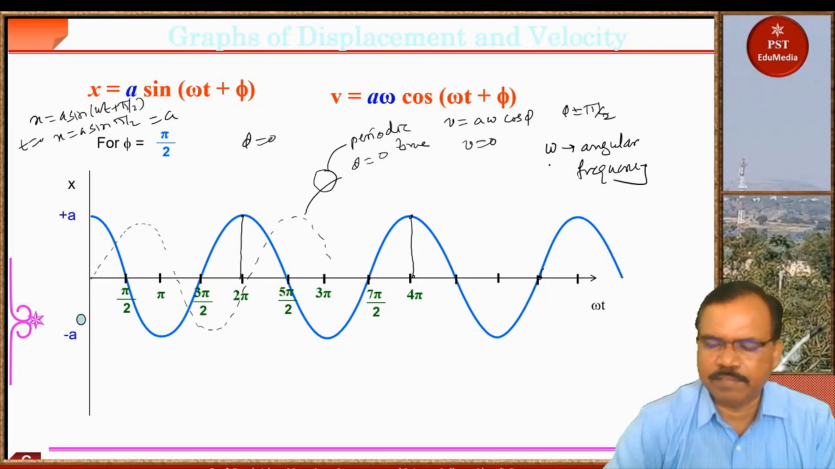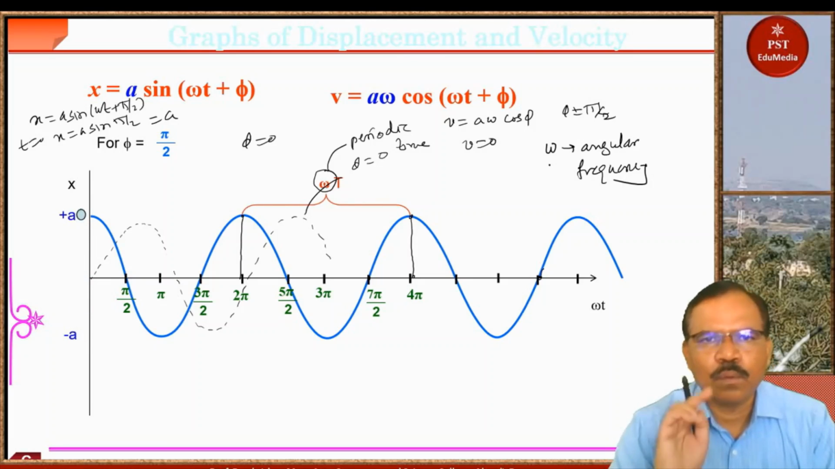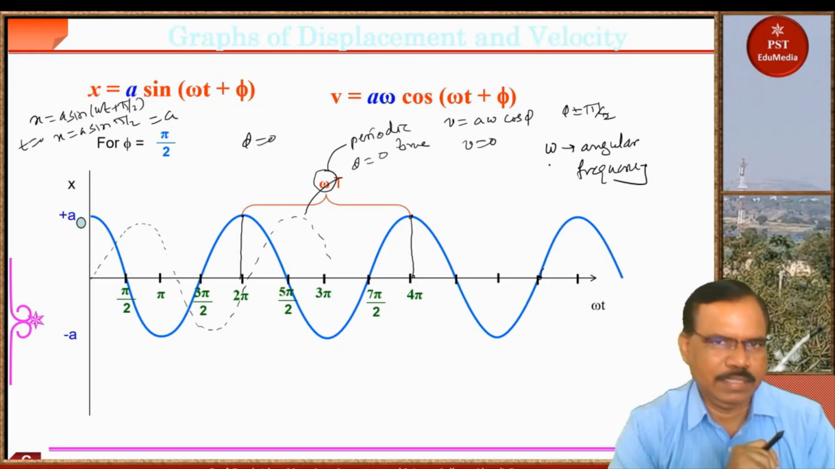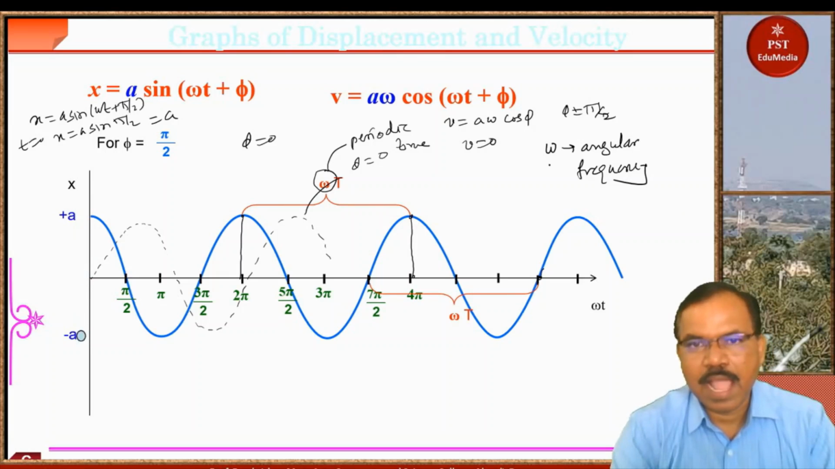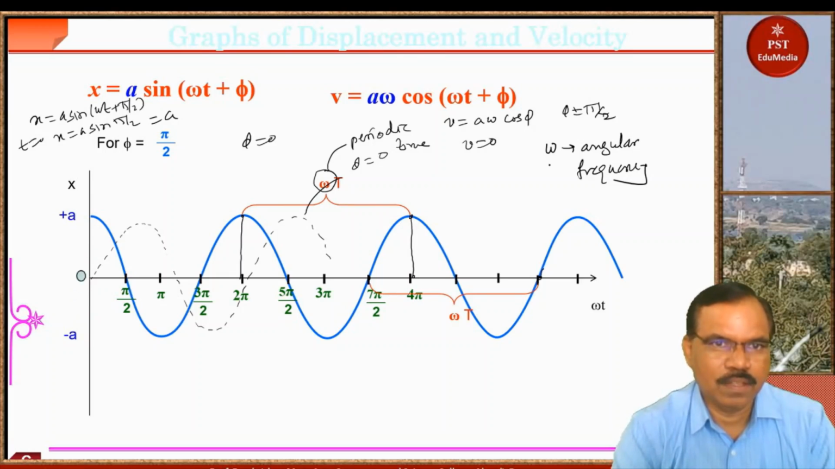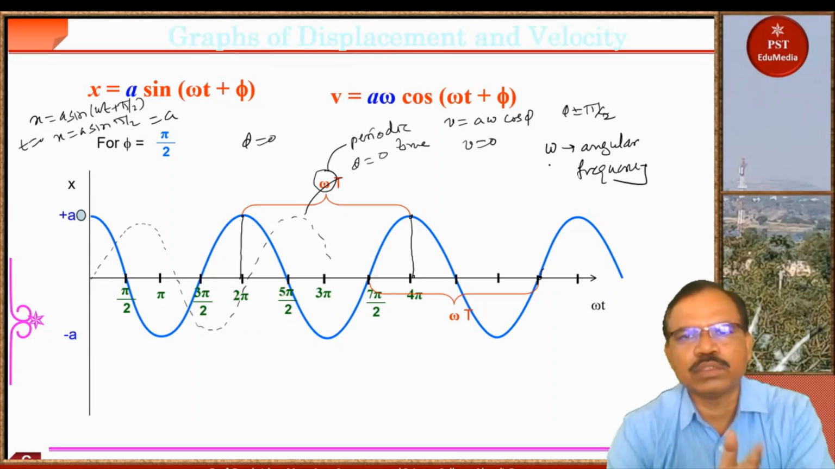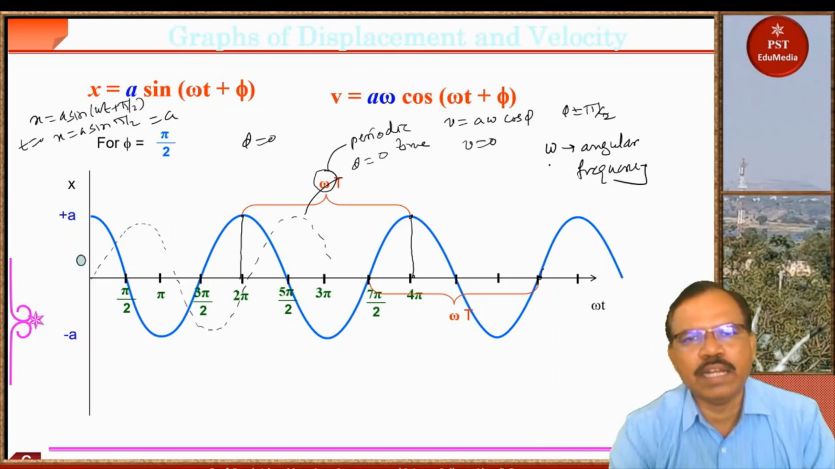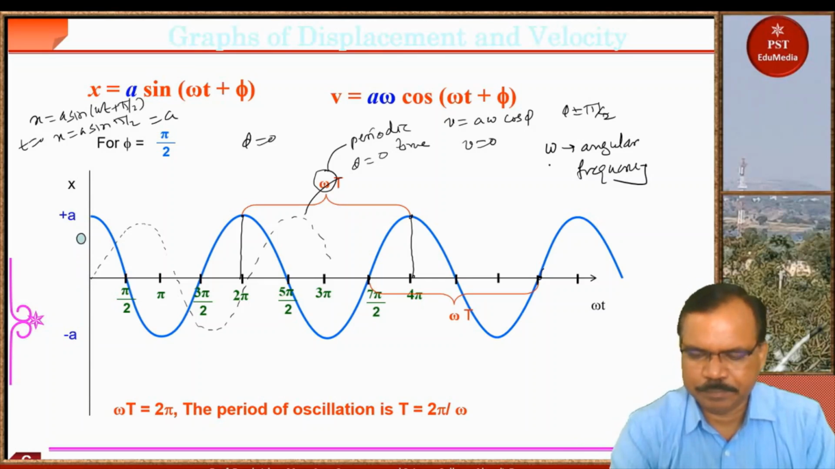It is called angular frequency. So here, in place of t, we have omega t. Now, what is the value of omega t? 2 pi to 4 pi means omega t is equal to 2 pi. Here also, 7 pi by 2 to something, you will get 2 pi. So omega t is equal to 2 pi, so the period of oscillation is T is equal to 2 pi upon omega.